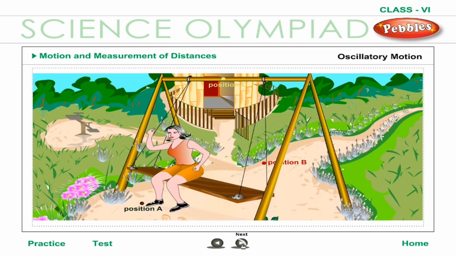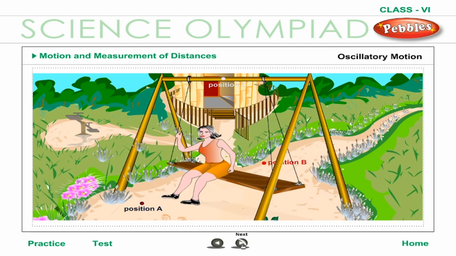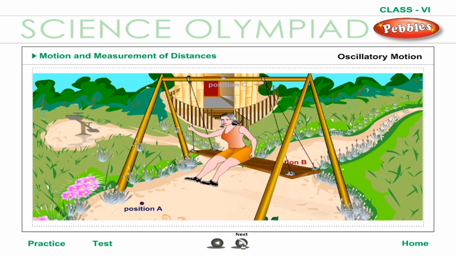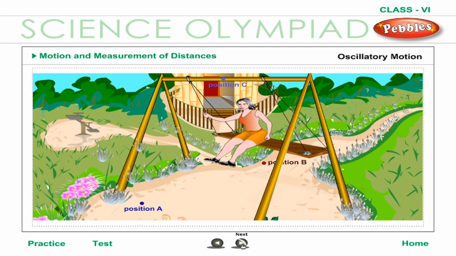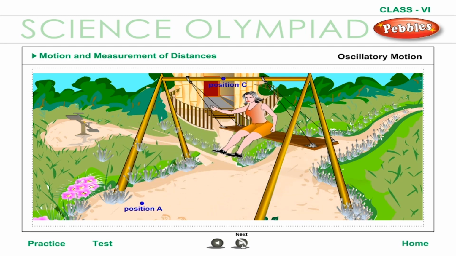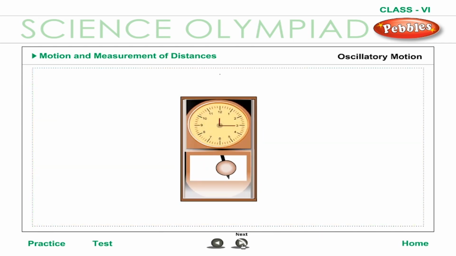Oscillatory motion. Oscillatory motion is that in which a body moves to and fro about its mean position. The motion of a swing and the pendulum of a clock show oscillatory motion. The leaves and branches of the plant also show to and fro movement under the influence of the wind.